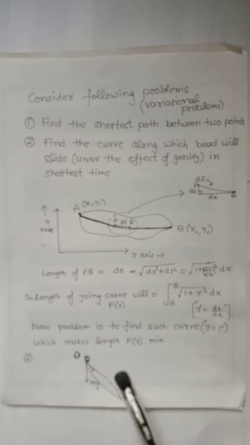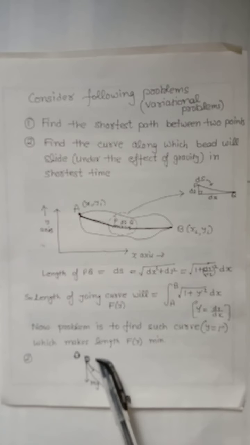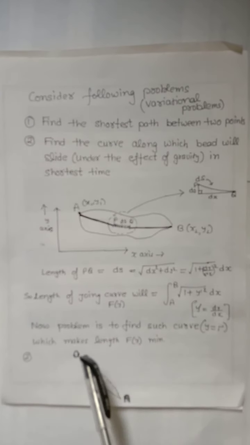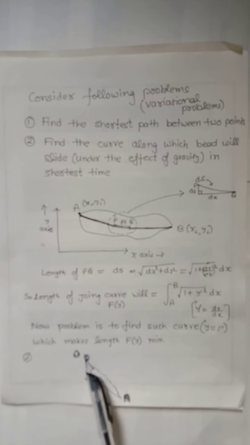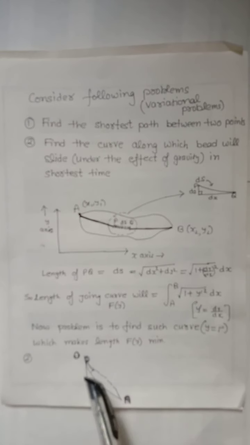Consider the second problem. The second problem is the problem of quickest descent. This means I have a point O and I have a point A here. I have 2 points and there is a free fall. One bead is moving from here to here. If this particle moves along this curve under the influence of gravity only, this means no other force is working, only gravitational force is working.